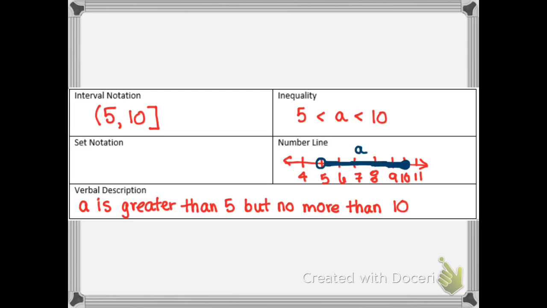Now the question is, do either of these get an underscore? Yeah, we're going to put an underscore here because it can equal 10. Then going to our set notation, we're just going to put A such that, and then we just copy this inequality expression over. 5 is less than A is less than or equal to 10.